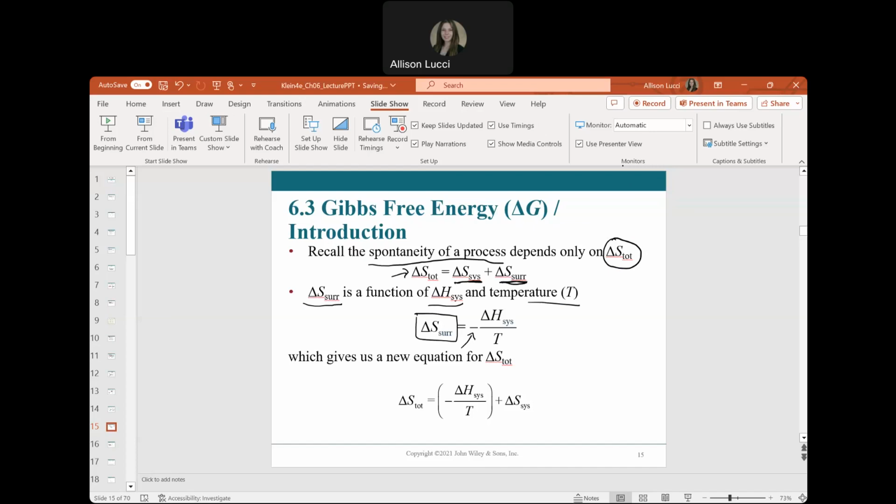And using this knowledge, using this value, we can plug in to our total entropy change you see below here. So the negative enthalpy change of the system divided by T in Kelvin plus the entropy change of our system, right? So the enthalpy over T plus the entropy of the system gives us our delta S total.